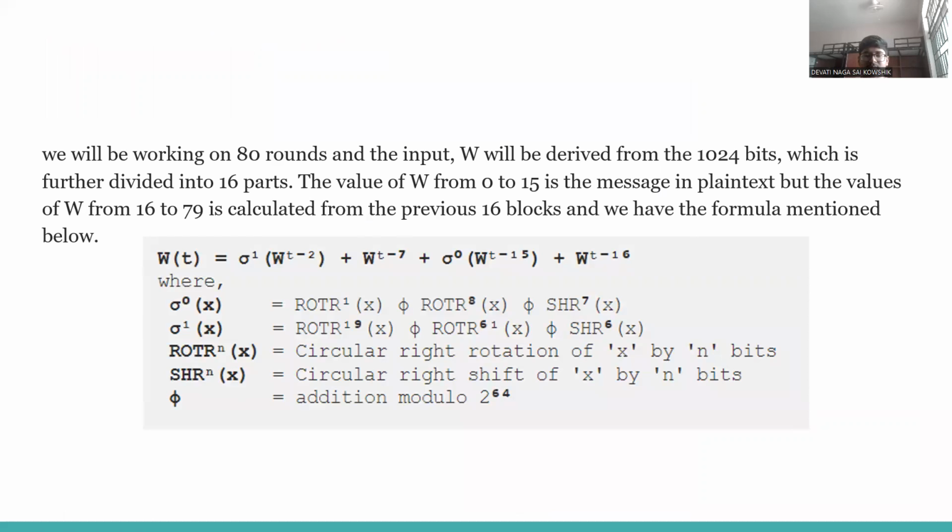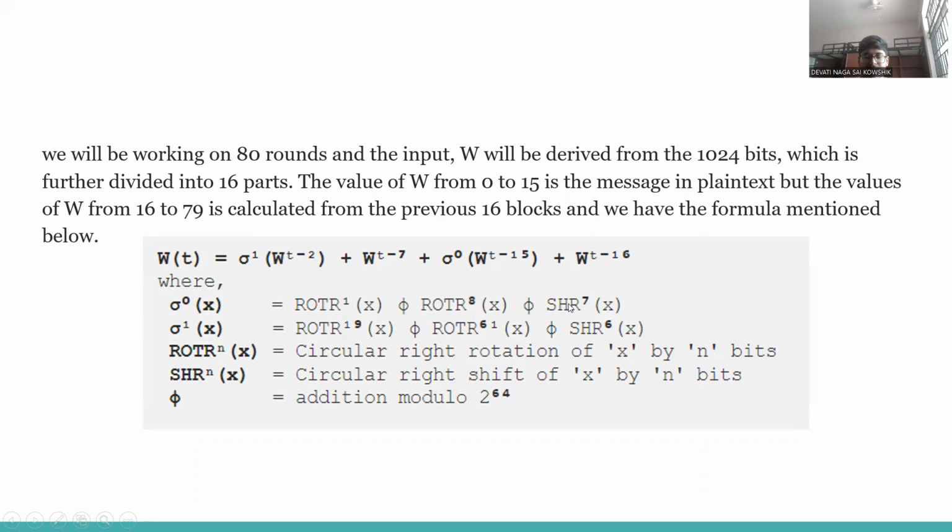And here, to calculate the Ws, we use the below formula, that is W of t equal to sigma 1 of W t minus 2 plus W t minus 7 plus sigma 0 of W t minus 15 plus W t minus 16, where sigma 0 of x is equal to ROTR of 1 of x. It means circular right rotation of x by n bits. Here n is equal to 1, so we will do circular rotation of x by 1 bit. Likewise, we will do the others.